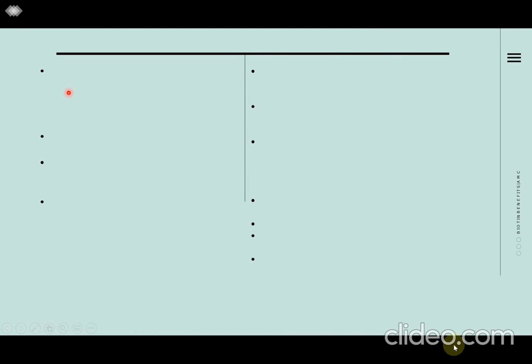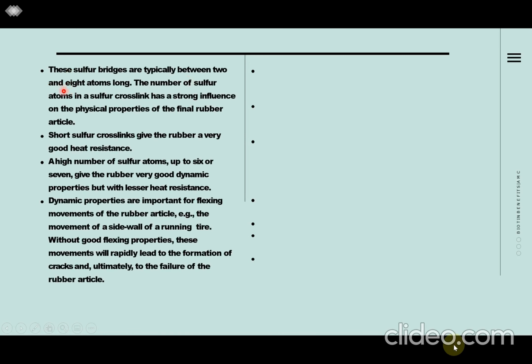The number of sulfur atoms in the cross-link has a strong influence on the physical properties of the final product. A short sulfur chain in the cross-link will give you a very good heat-resistant rubber, while a high number of sulfur atoms will give you very good dynamic properties but with lesser heat resistance. These dynamic properties are very important for the flexing movement of the sidewall of a running tire. Without these good flexing properties, this movement will lead to cracks, and ultimately to the failure of the rubber product.